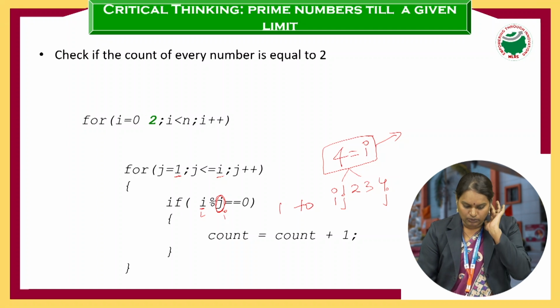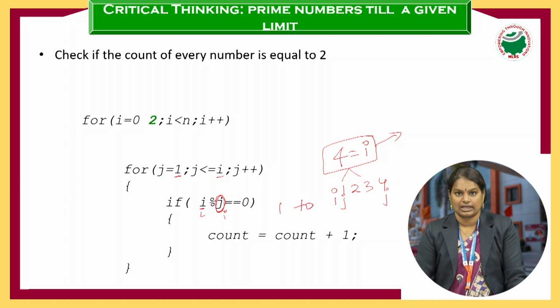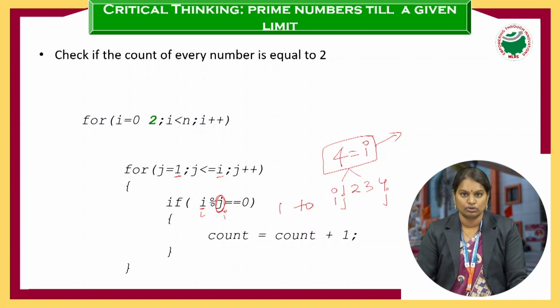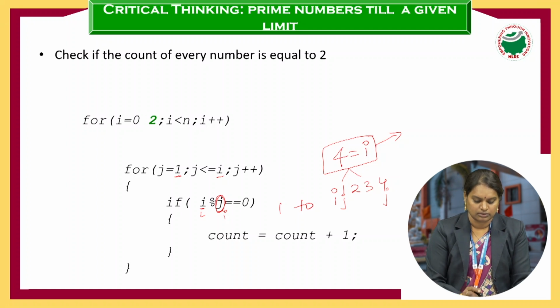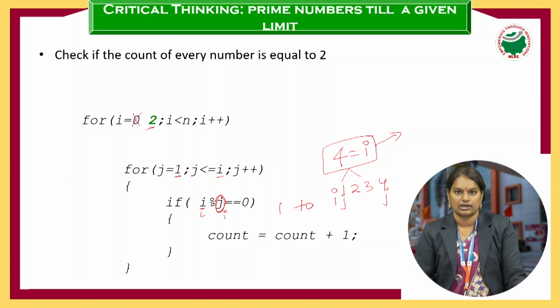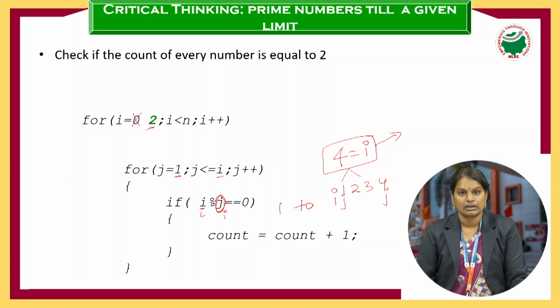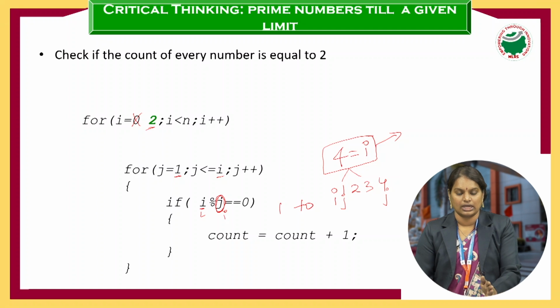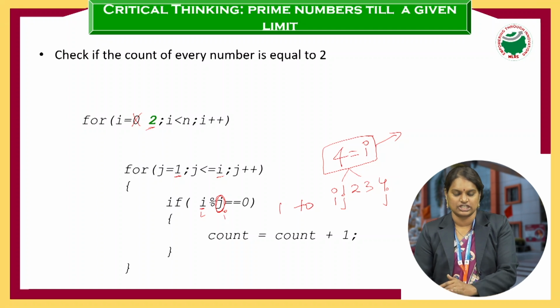Now see, when i is equal to 0, as we spoke earlier, 1 and 0 are not prime numbers, so I have to start from 2. So this would not exist and 2 would be the starting value of i. That means from number 2, I will go on checking with each digit.